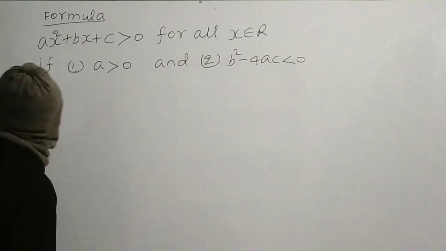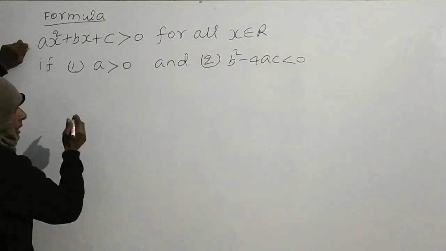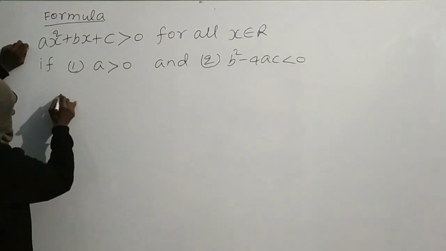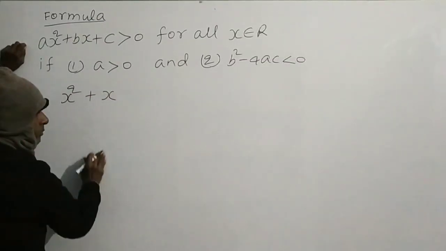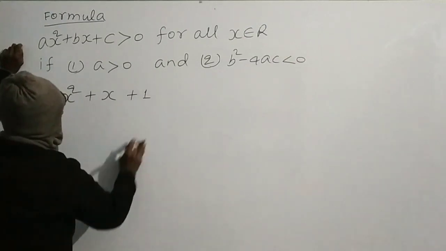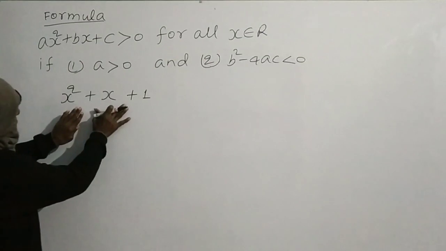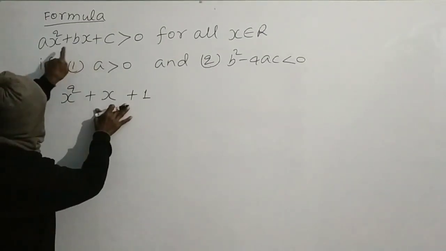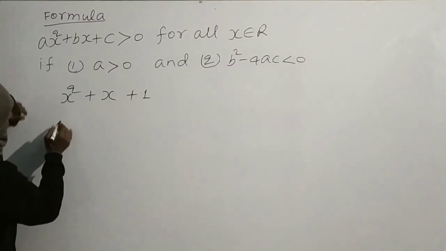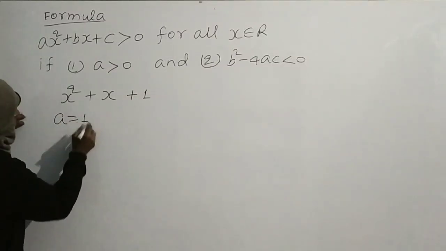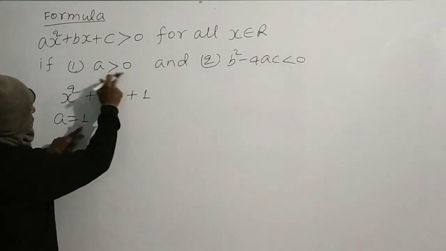be positive. As an example, we take a quadratic expression x square plus x plus 1. Here, comparing this quadratic expression with the general quadratic expression, we see that a is equal to 1, and 1 is positive. That means the first condition is already fulfilled.